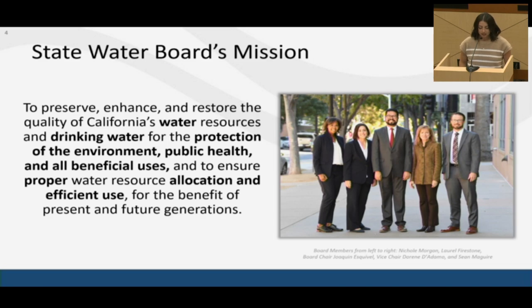So we are within the State Water Resources Control Board, which is a part of the California Environmental Protection Agency, Cal EPA. And we are led by a 5-member board, as seen here. The board has public meetings that are held in person and offered online, virtually, for remote participation.